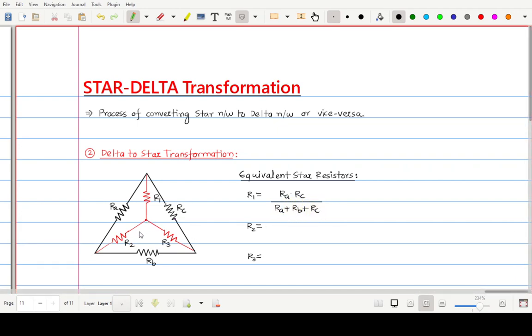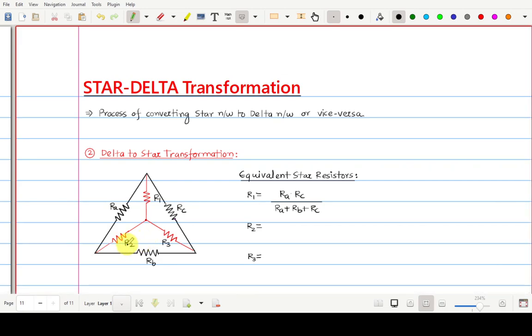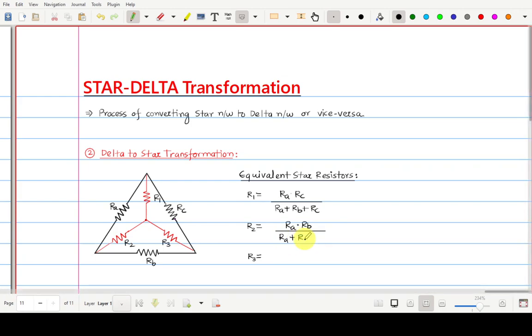Suppose I want to find out the value of R2. What are the nearest delta resistances? RA and RB. So multiply them: RA into RB, divided by the total resistance, RA plus RB plus RC. Suppose I want to find out the value of R3. Nearest delta resistors are RC and RB. So RB multiplied by RC, divided by the total resistance, which is RA plus RB plus RC.